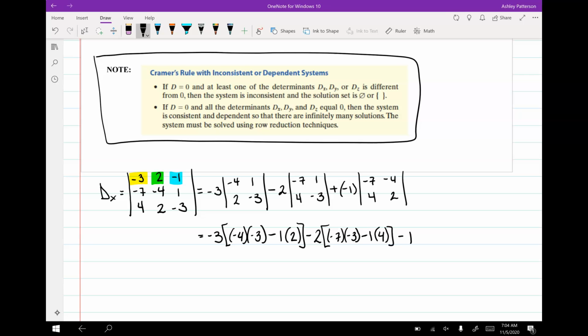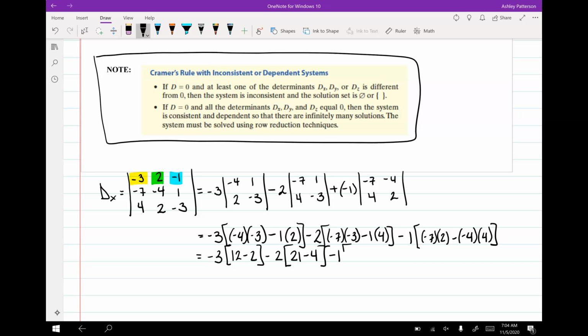Minus 1 because we're adding a negative. Negative 7 times 2 minus negative 4 times 4. All right, keep calculating with me. Negative 4 times, this becomes positive 12 minus 2. Minus 2, this becomes 21 minus 4.